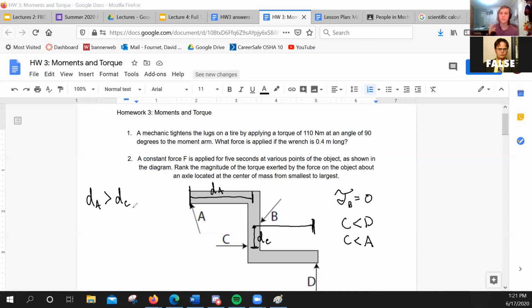And because it's greater, that's why the torque is going to be greater. Since torque is force times distance, if the distance is bigger and the force is the same, then the torque is going to be larger, right?